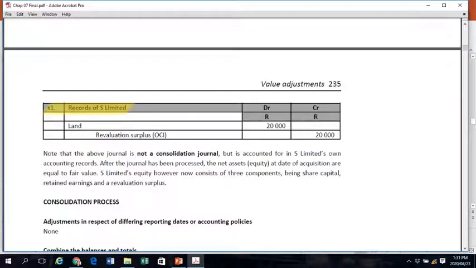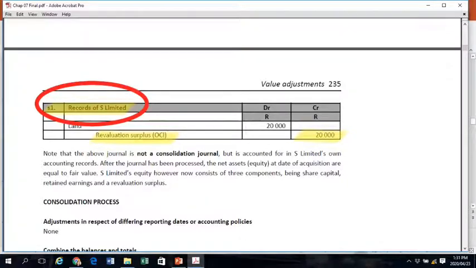Land was debited with 20,000 Rand, so it was increased, and a revaluation surplus was recognized through OCI for that 20,000 Rand. Please note, the above journal is not a consolidation journal entry. It is accounted for in S Limited's own accounting records. After this journal has been processed, the net assets or the equity at date of acquisition are equal to fair value. And that was the whole purpose of having to recognize this journal.